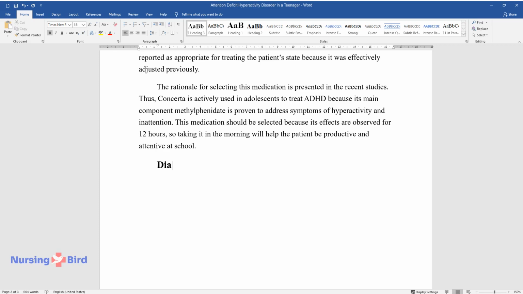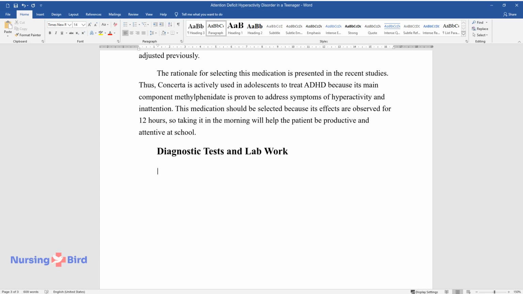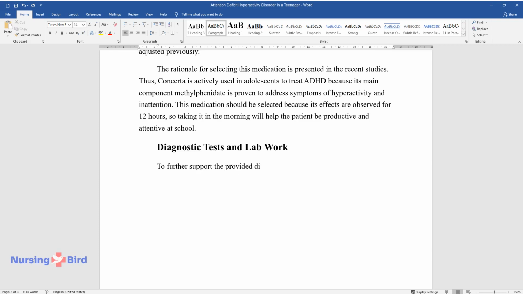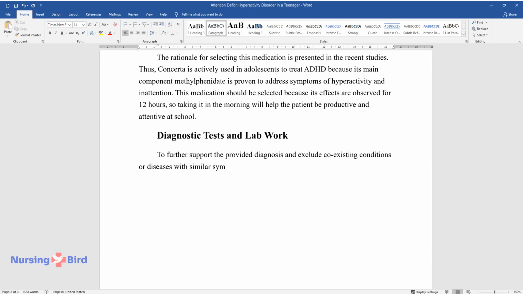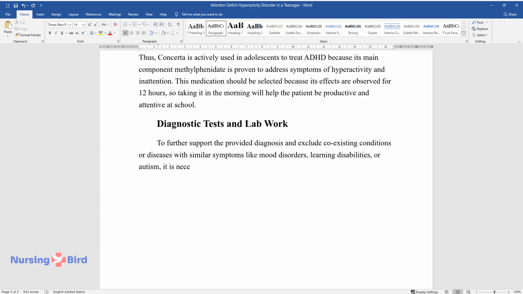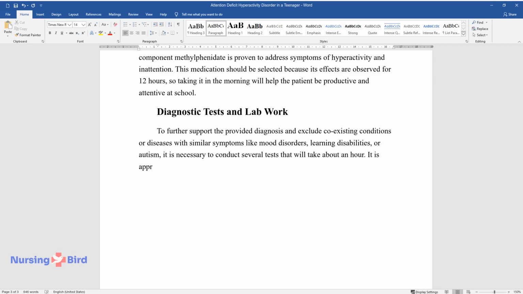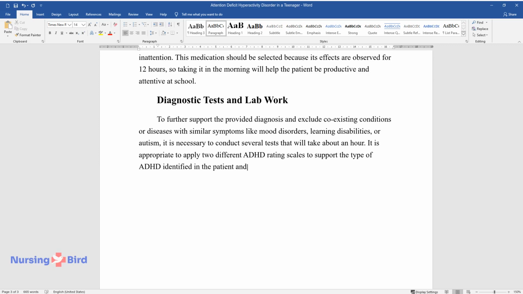Diagnostic tests and lab work. To further support the provided diagnosis and exclude coexisting conditions or diseases with similar symptoms like mood disorders, learning disabilities, or autism, it is necessary to conduct several tests that will take about an hour. It is appropriate to apply 2 different ADHD rating scales to support the type of ADHD identified in the patient and exclude the possibility of other conditions.